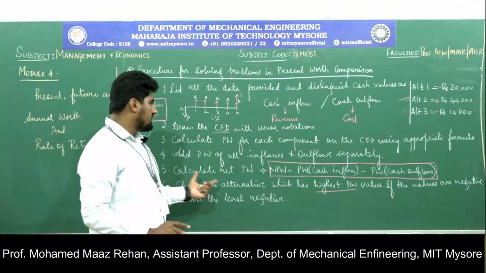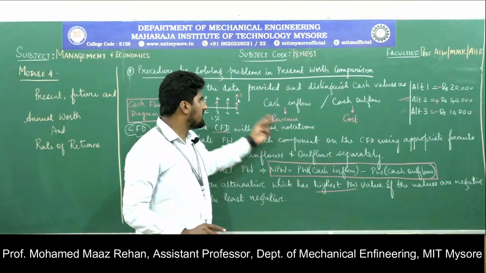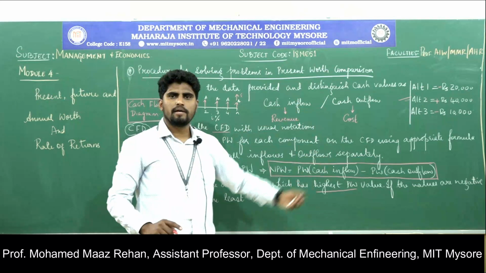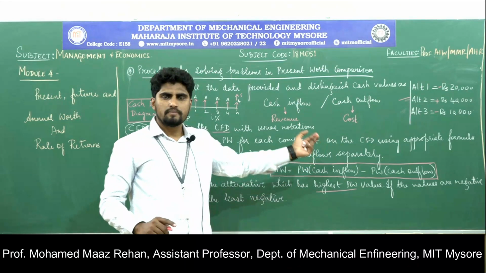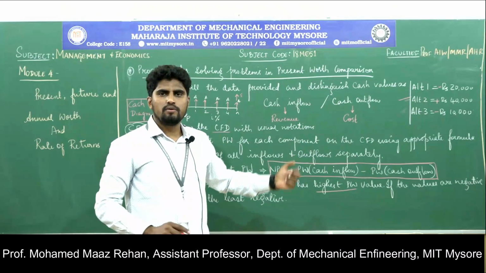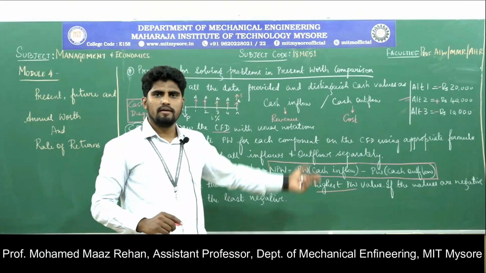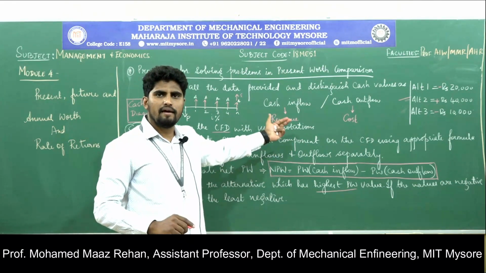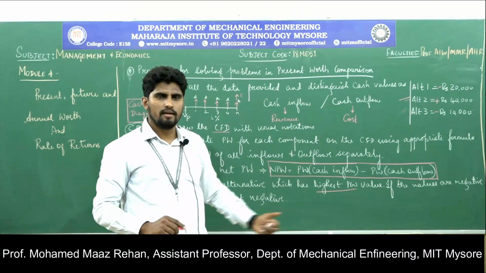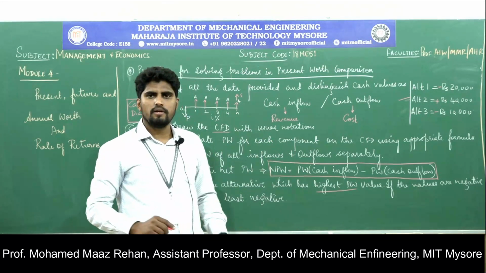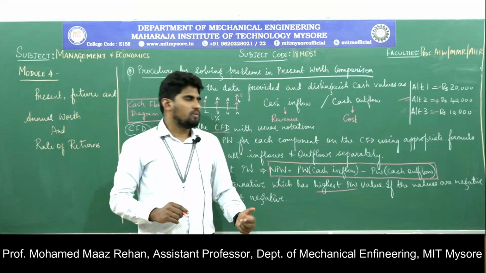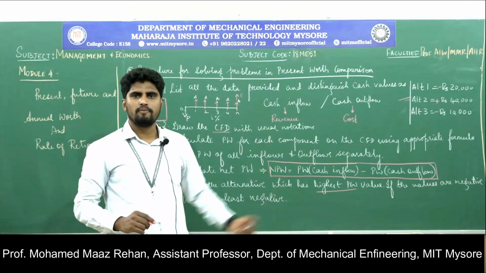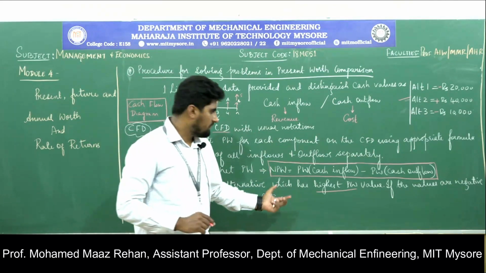So next, the last step is what? You can find the net present worth either by the compound interest table or by the formula method. You are familiar with the formula method, because in the previous module we have not used the compound interest table. In this particular module I am going to explain with the help of the compound interest table.